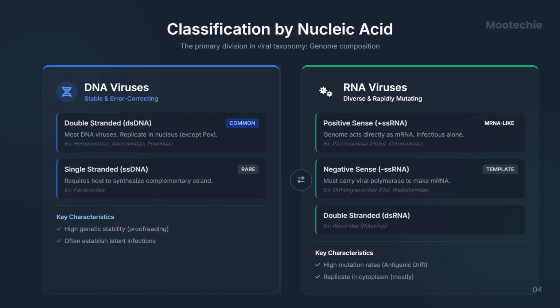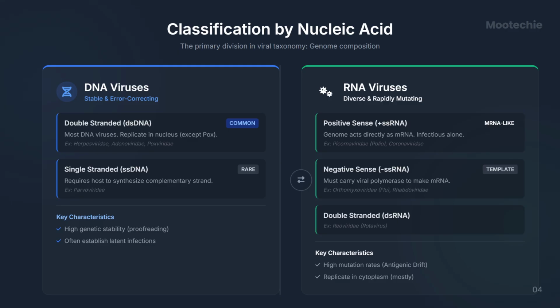Another group is single-stranded DNA or ssDNA. These viruses are simpler but require the host cell to first synthesize a complementary strand to form double-stranded DNA before they can replicate. An example is parvoviridae. Key characteristics of DNA viruses include high genetic stability due to proofreading enzymes, and they often establish latent or persistent infections in the host. Now let's look at RNA viruses.